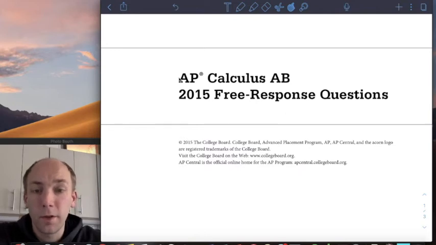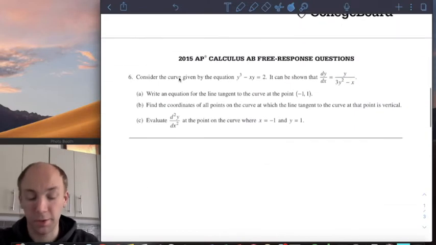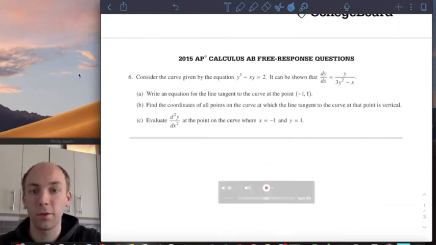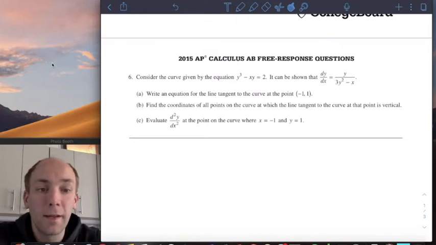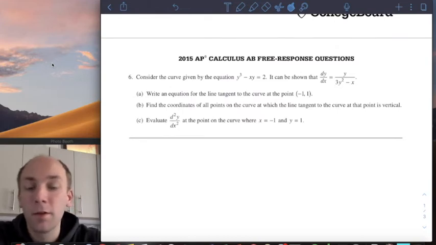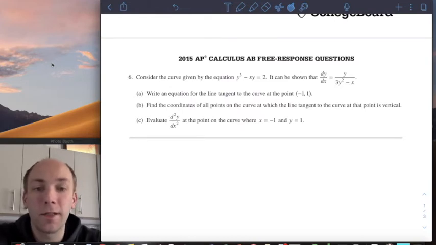Okay, we're taking a look at the 2015 calculus free response question number 6. Consider the curve given by the equation y cubed minus xy equals 2. It can be shown that the derivative dy/dx is equal to y over 3y squared minus x. For part A, write an equation for the line tangent to the curve at the point (-1, 1).